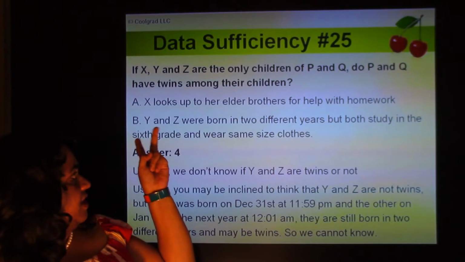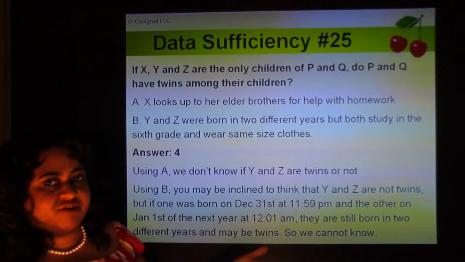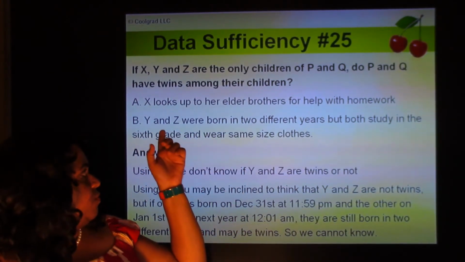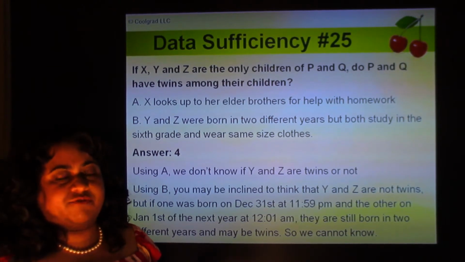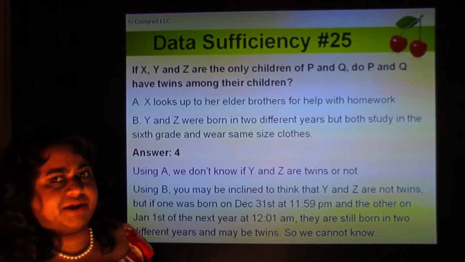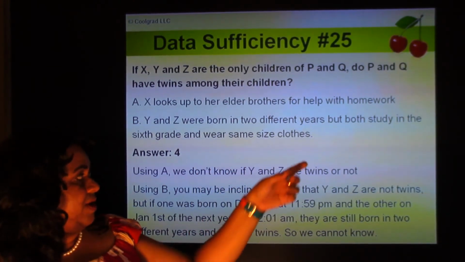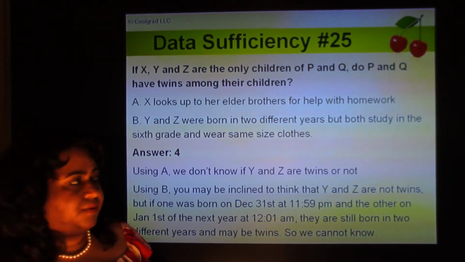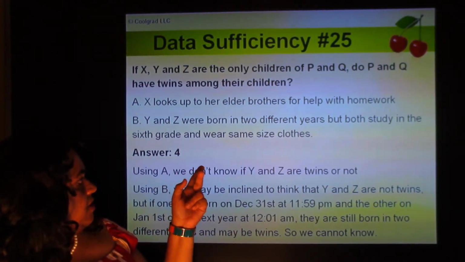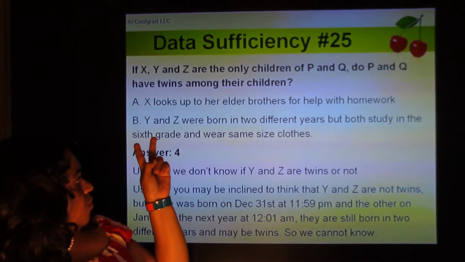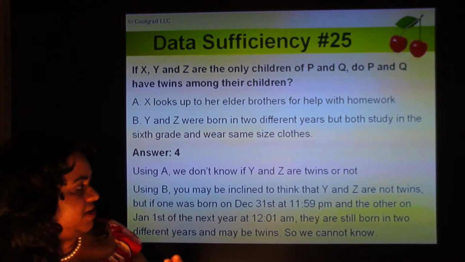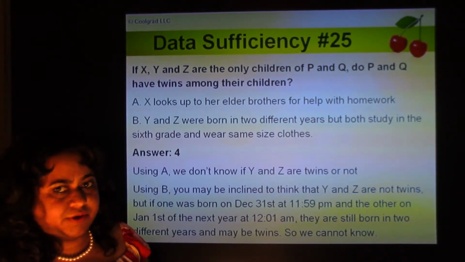Well, it's possible that they were born in 2 different years. So maybe they're like 3 years apart, and maybe Z is not too smart. Maybe he failed for 3 years, and maybe they're still in the 6th grade. And they may still wear the same size clothes. We don't know. But it's also possible that Y and Z were born just a few seconds apart, okay?